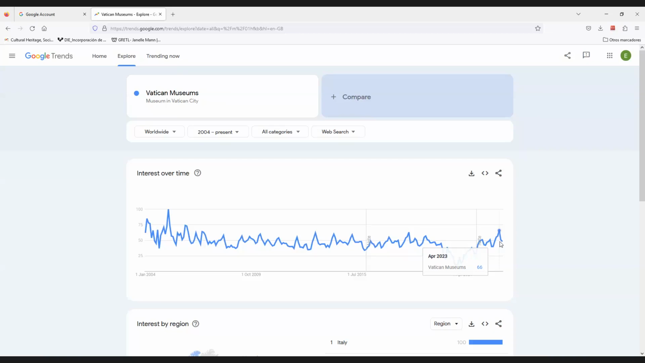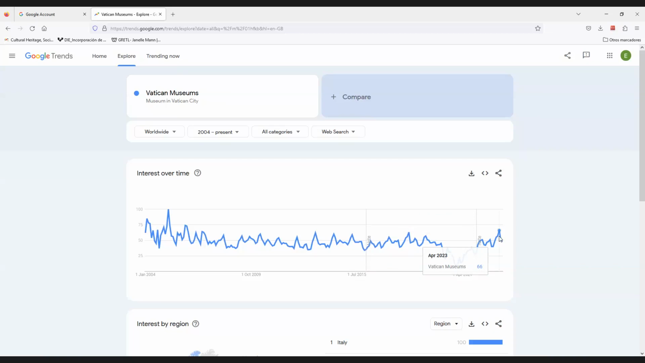In order to get to know whether they are doing well or not, we need to compare April this year with April last year, or April 5 years ago. So we go to April 5 years ago, and it was 57. Can you see it here? In April 2019 it was 57, whereas now it is 66. So the answer is that the Vatican museums have not only recovered from the pandemic, but they are doing much better now than before the pandemic.